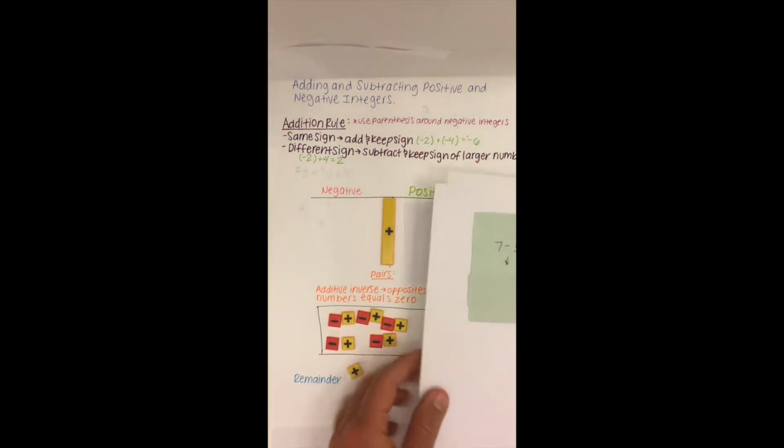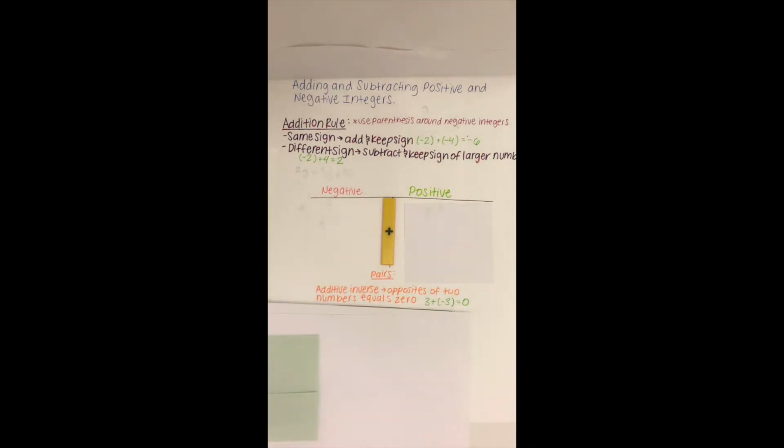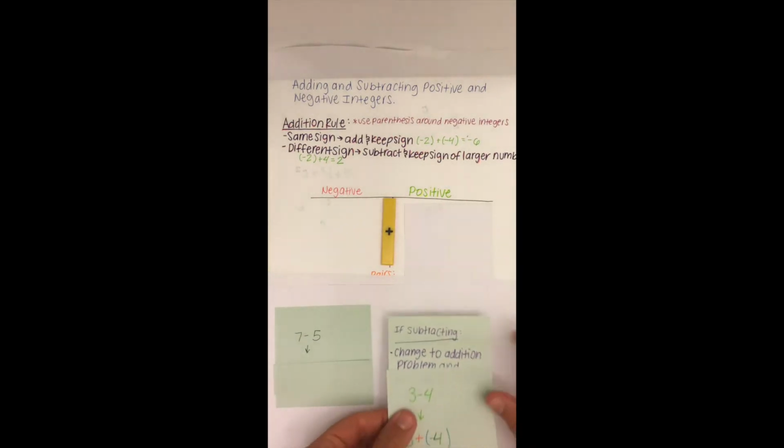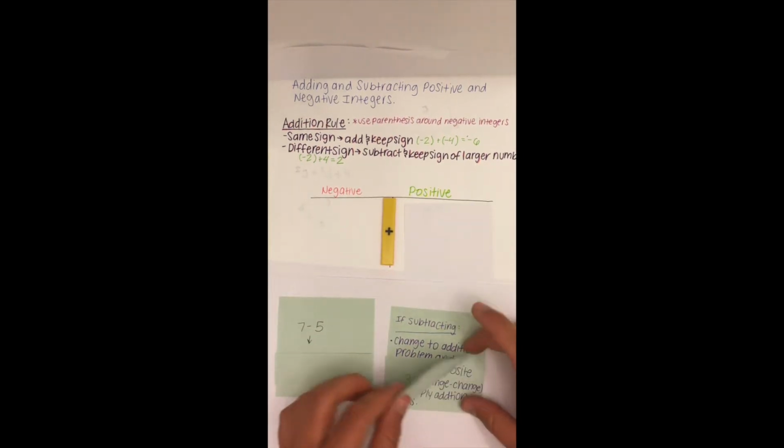Now, on to the next one. We have 7 minus 5. So we're going to clear that, and we're going to bring out the subtraction rule. If we are subtracting, we change it to an addition problem and add the opposite. So keep, change, and then the addition rules apply.